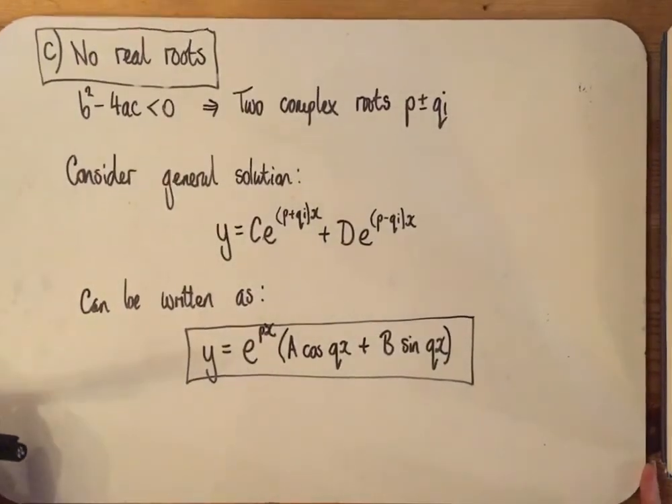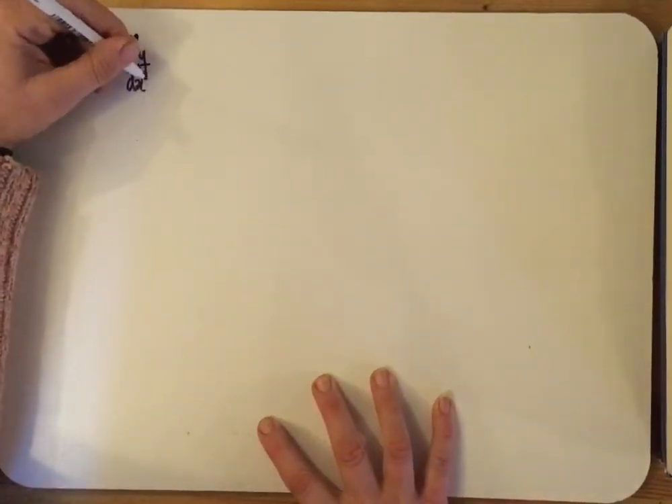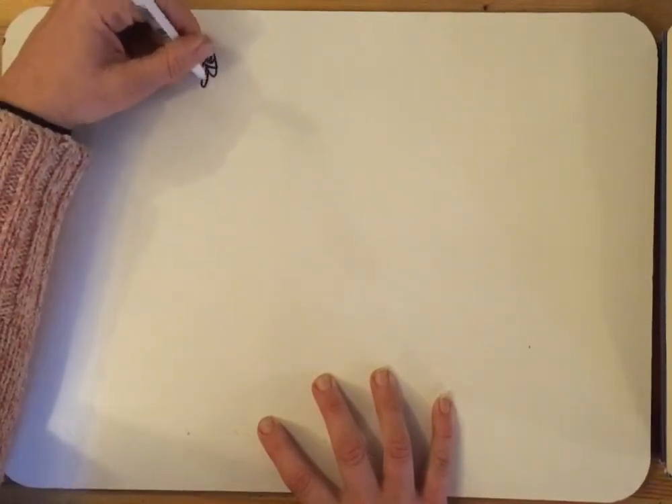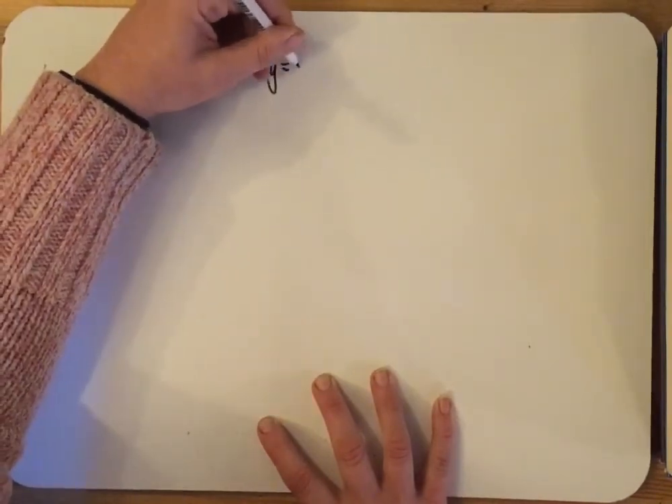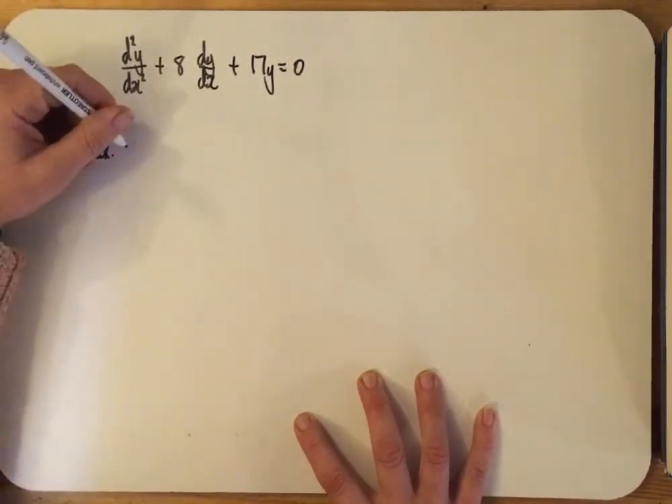So that's a general form to use when there's no real roots. So it's a really quick example. I've sort of done one already really, but just to show you that they are actually quite quick and easy. Let's grab this. So I've got second derivative plus 8 lots of the first derivative plus 17y equals 0, and then you find your auxiliary equation.